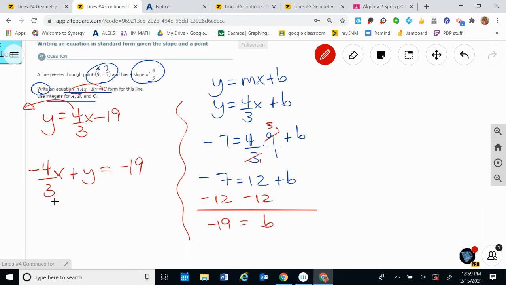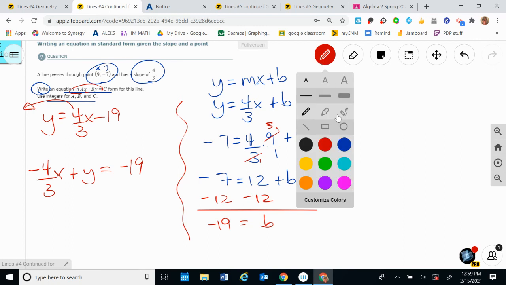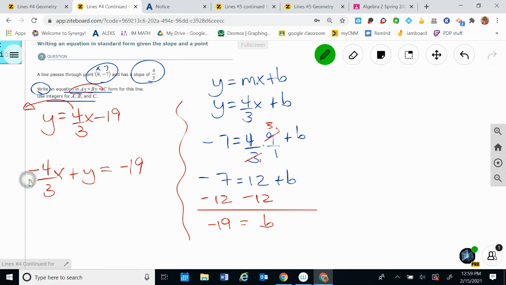Well, that's not okay because you can't have fractions. So you're going to use that cool little trick of multiplying everything by the least common denominator. But you don't just multiply the fraction. If you multiply the fraction, you have to multiply everything. So 3 times 4/3 is 12, divided by 3 is 4. Cancel.